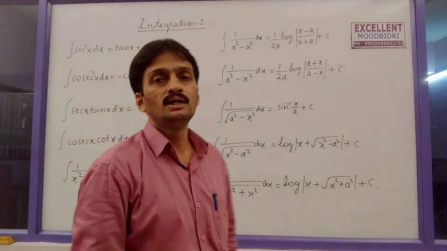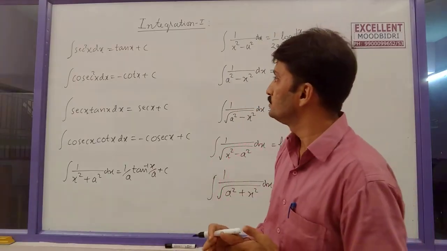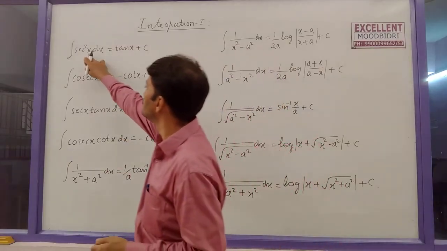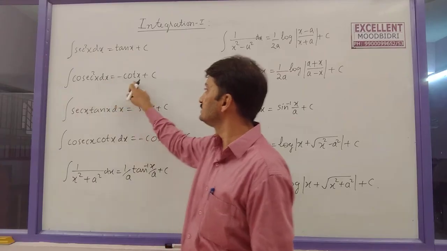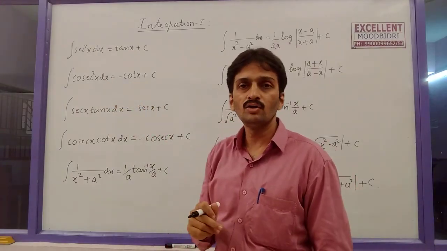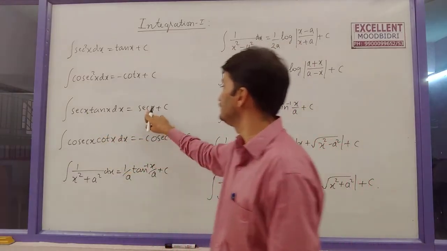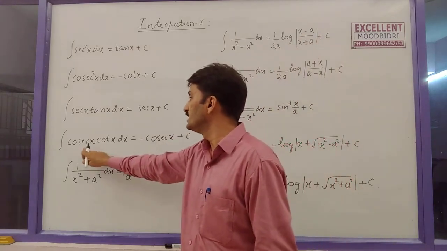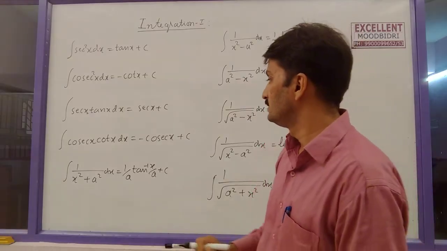We shall now write down a few standard integrals with the knowledge of derivatives. You know that the derivative of tan x is secant square x. So integration of secant square x is tan x plus c. Integral of cosec square x dx is minus cot x plus c. Now what is the derivative of secant x? Secant x into tan x. So integration of secant x into tan x is secant x plus c. And integral of cosecant x into cot x equals minus cosec x plus c.